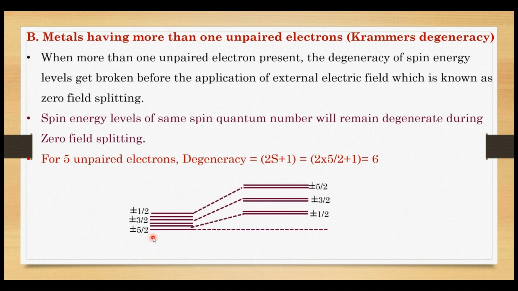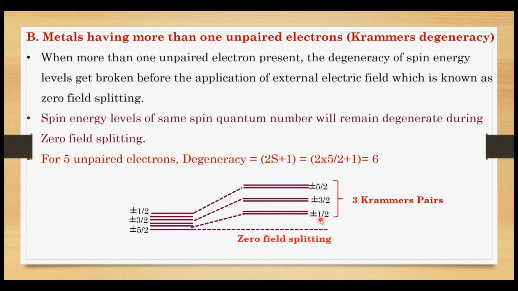So before applying the magnetic field, these lines will split like plus or minus 1 by 2, plus or minus 3 by 2, plus or minus 5 by 2. This is known as zero field splitting. Without the application of a field, the degenerate level splits into different levels, and that is known as zero field splitting. And these pairs are known as Kramers pairs. Here 3 Kramers pairs are there.